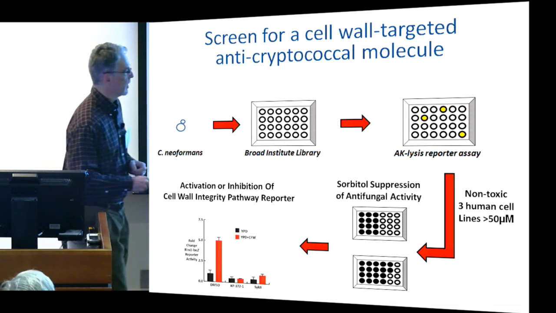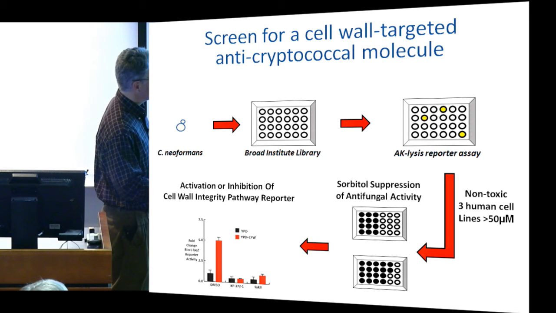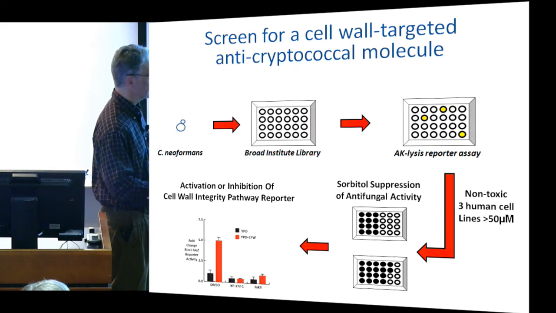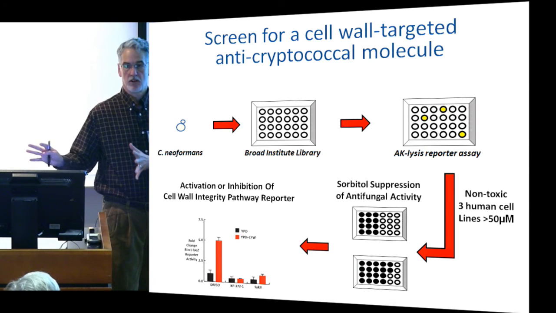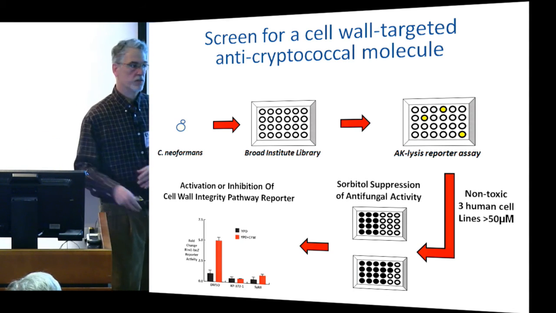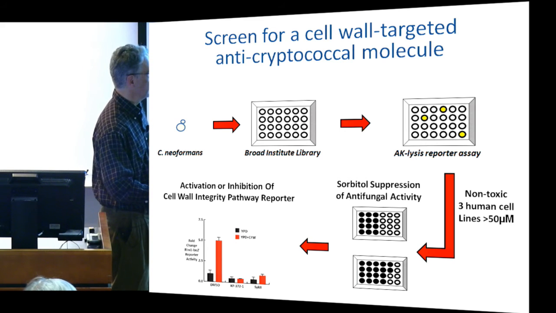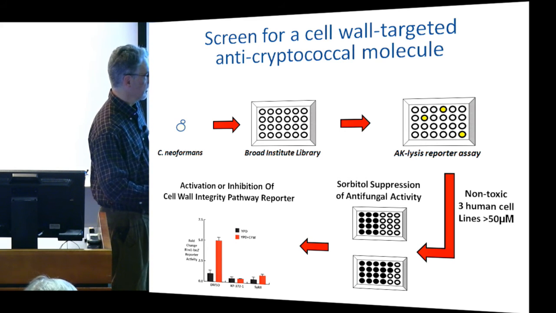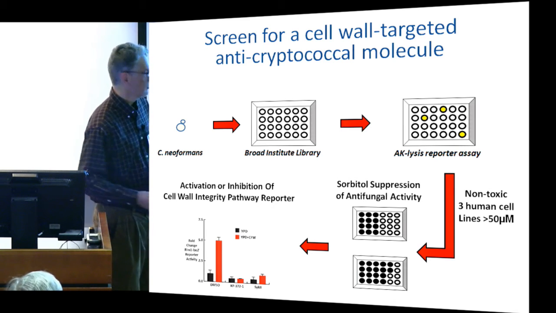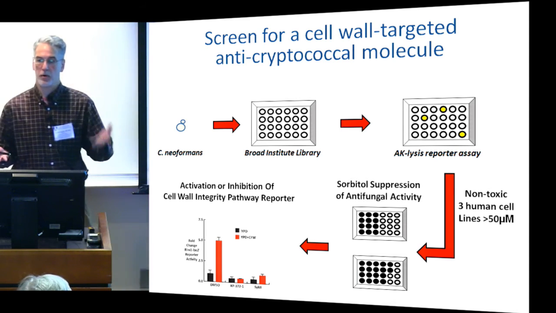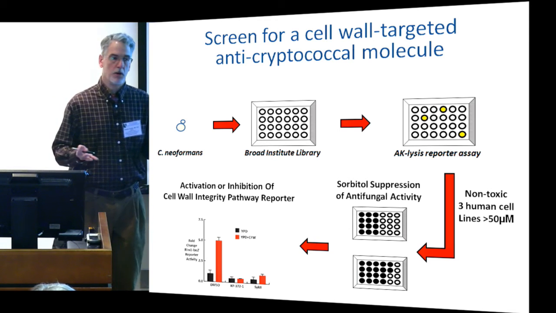And the way we designed this assay is we did our AK assay, and then we quickly took out things that were really toxic against human cells. So we screened against 3 human cell lines, and the LD50s had to be greater than 50 micromolar. And then we simply asked, does sorbitol suppress the activity of the molecule that we find?